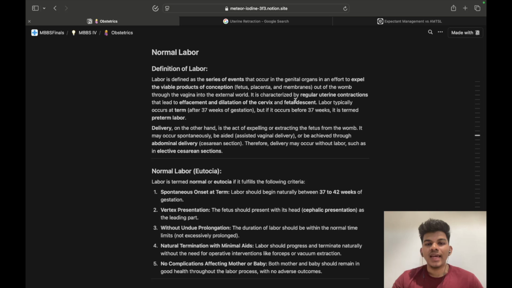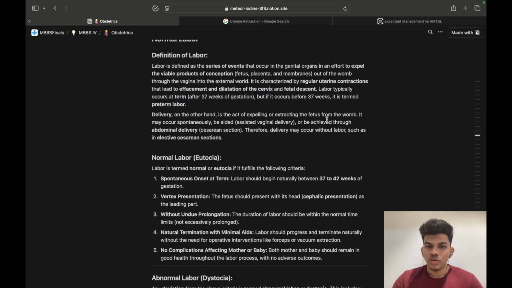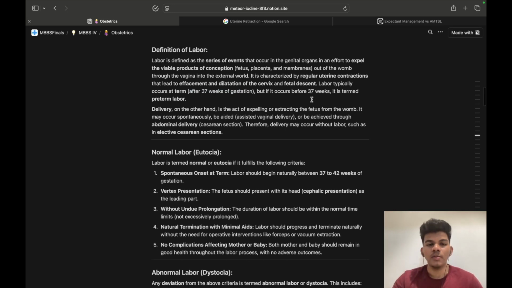So what is it characterized by? Regular uterine contractions which lead to effacement and dilatation of the cervix and fetal descent. These are the most important ones. And coming to some terms, one is term. Term means after 37 weeks of gestation, but if it occurs before 37 weeks, it is known as preterm labor. So term labor, preterm labor.